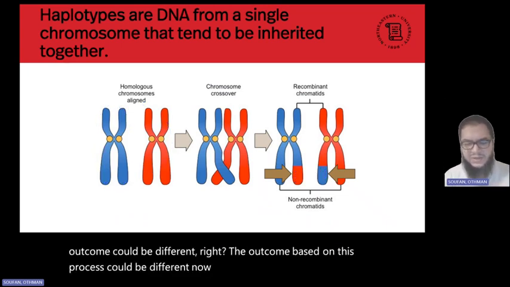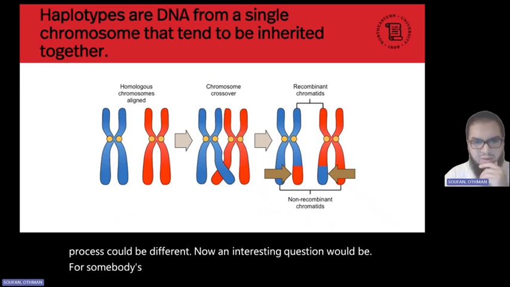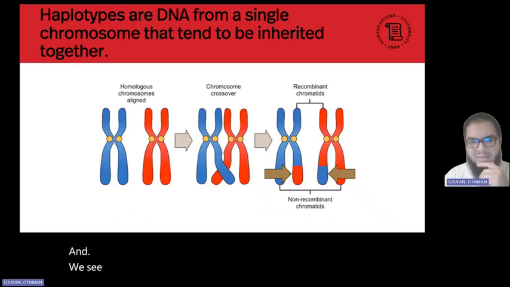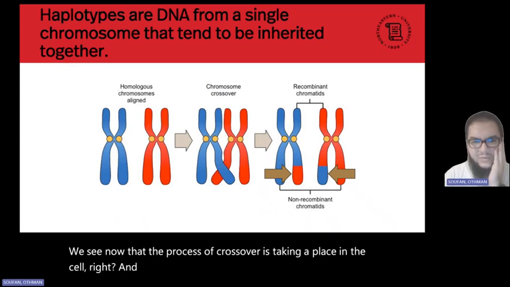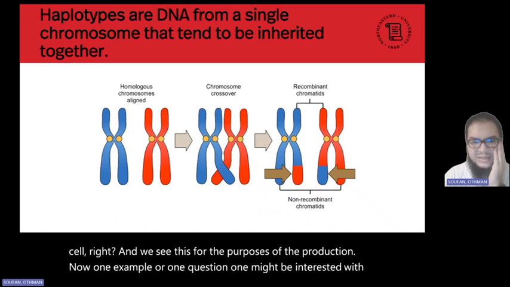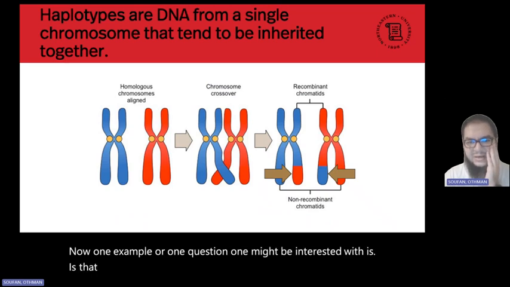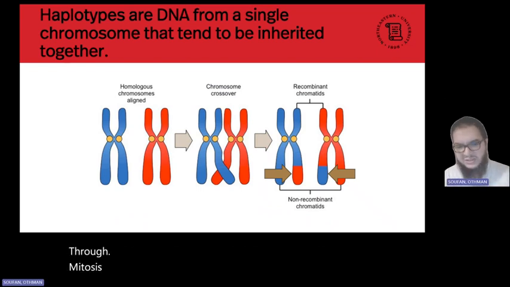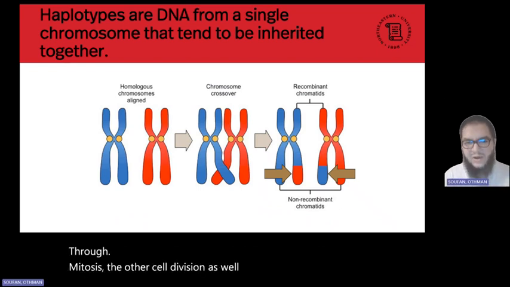Now, an interesting question that somebody might ask is, we see now that the process of crossover is taking place in the cell, right? And we see this for the purposes of reproduction. Now, one question one might be interested in is whether this is happening through mitosis, the other cell division as well, or how does it go?